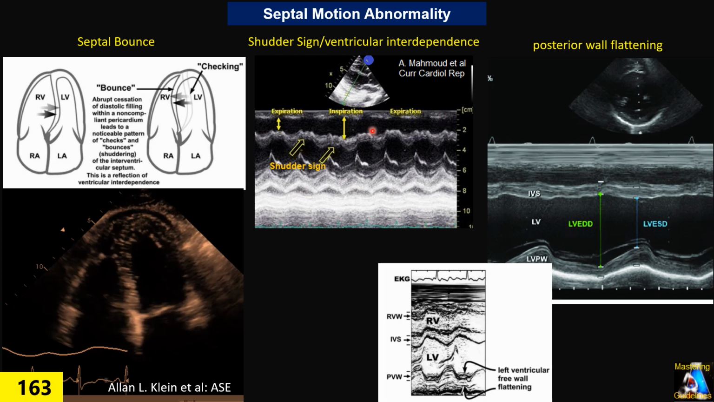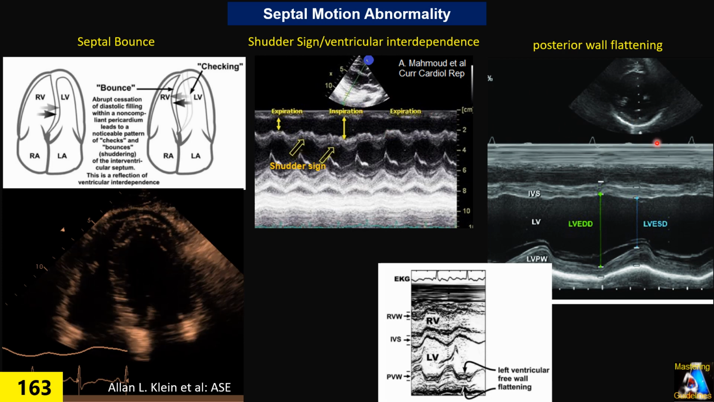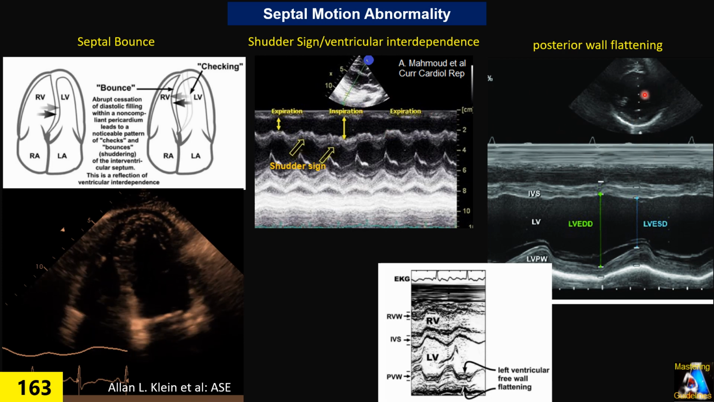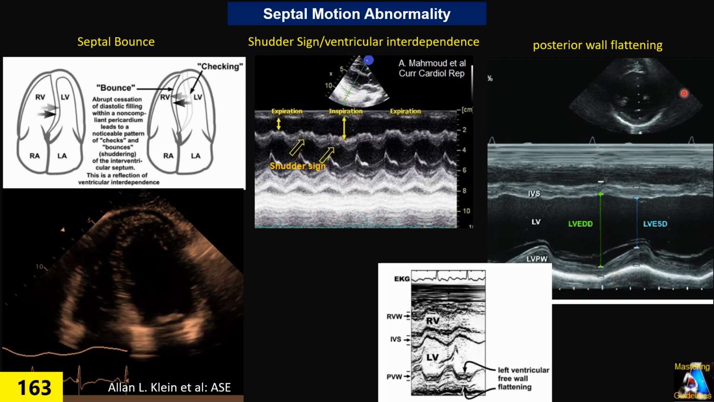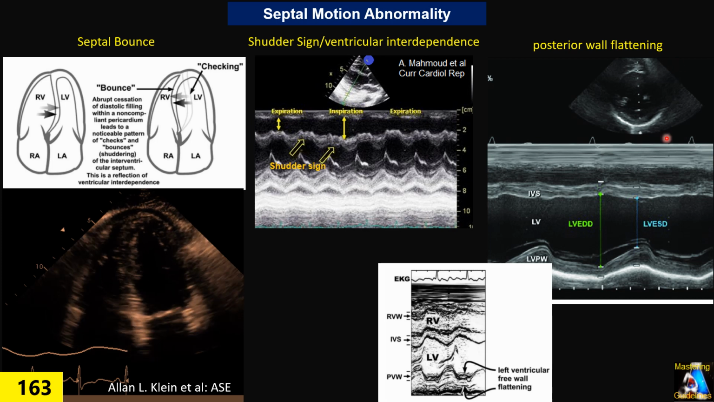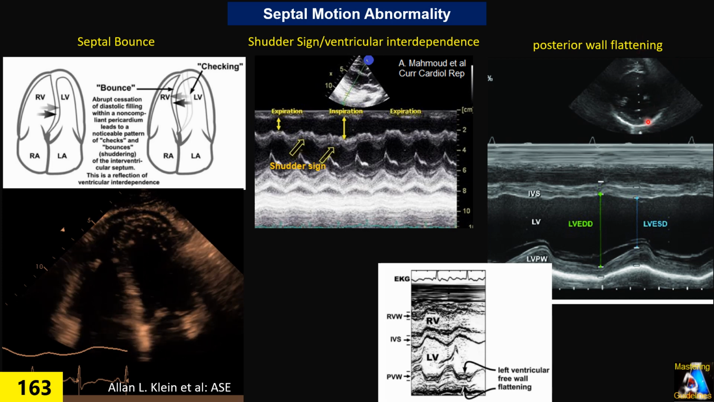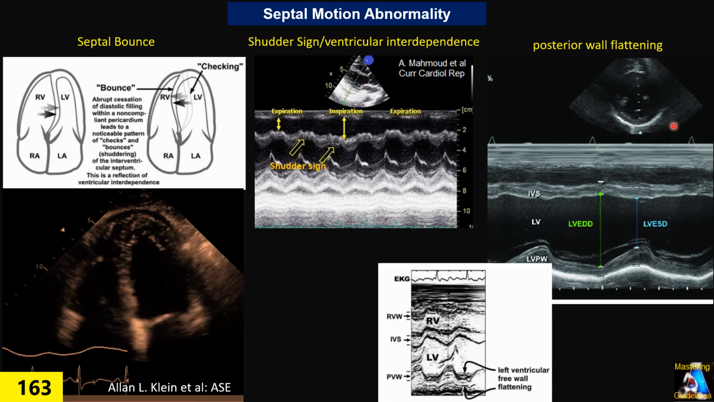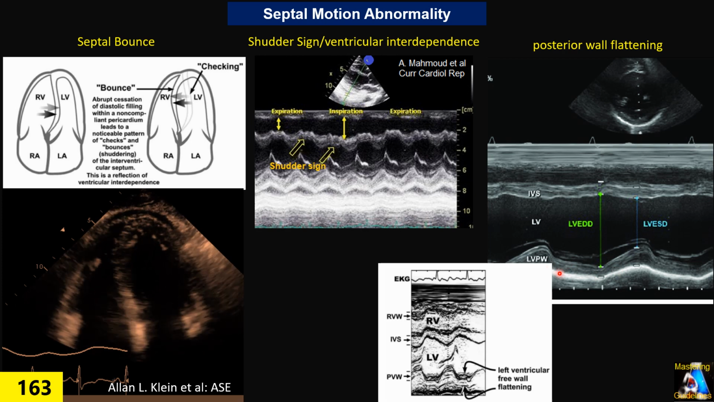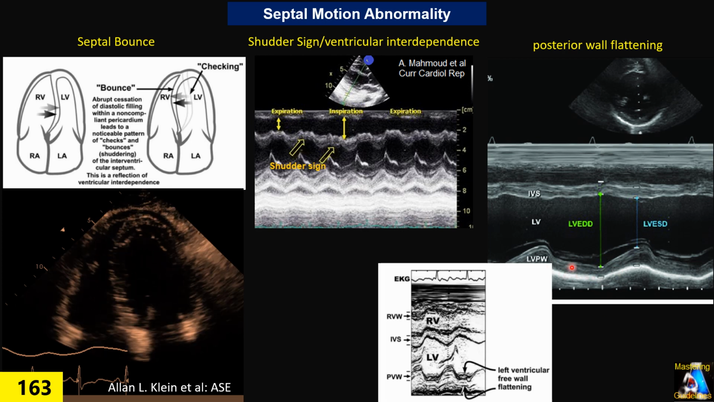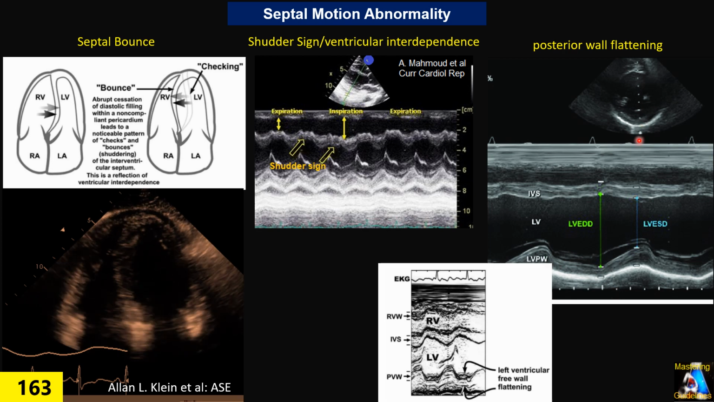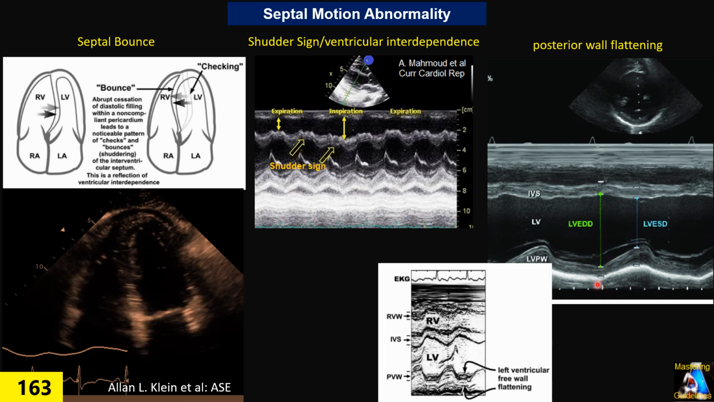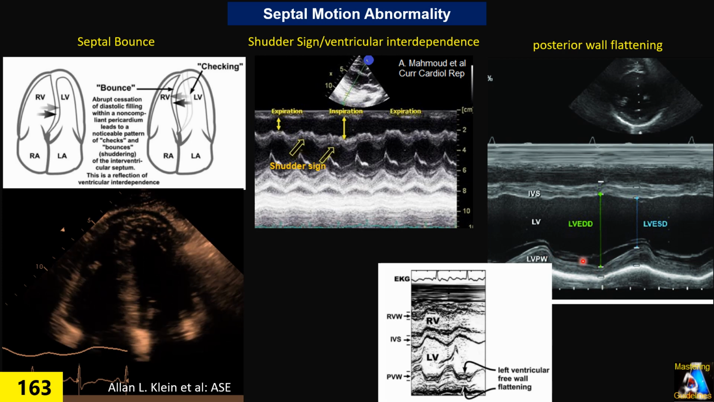Another finding we may see in constrictive pericarditis is posterior wall flattening. As you know, during diastole the left ventricle expands, so when we do M mode, the posterior wall should little by little expand and go out. As you can see, it goes obliquely, which means the posterior wall is expanding outward, and on the M mode image you can see it goes down in an oblique movement.